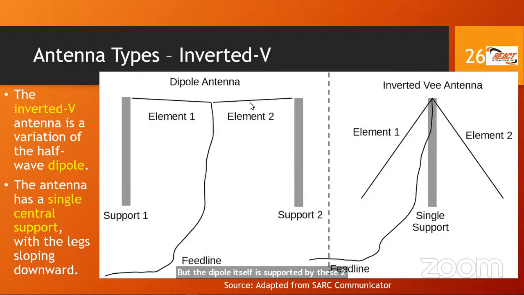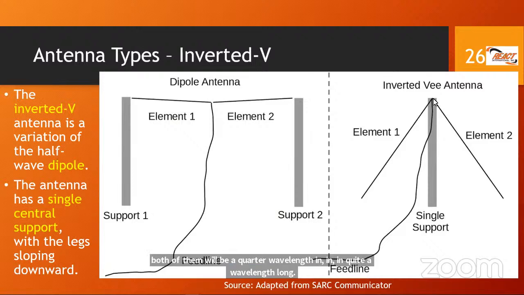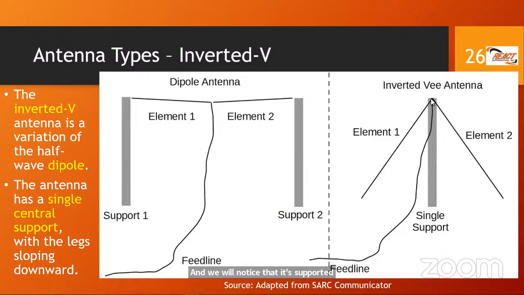But we want to talk now about an antenna type known as the inverted V. On the right hand side, this is what it will look like. Again, we have the feed line, it goes to the feed point of the antenna, and you have the two legs, right? Both of them will be a quarter wavelength long, and we will notice that it's supported by one central or single support, as opposed to the dipole where you have the two supports. This is supported by one mast, and then you have these elements that are sloping downwards as opposed to it being horizontal.